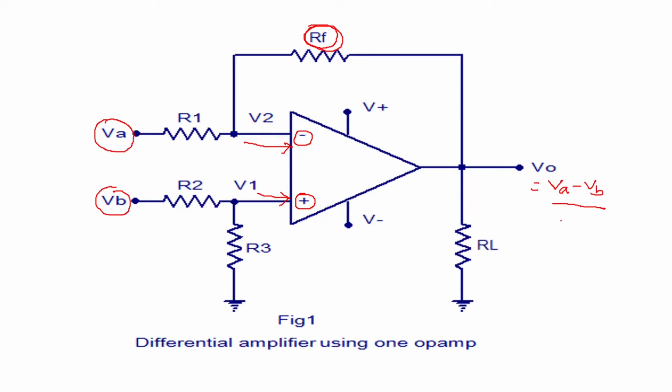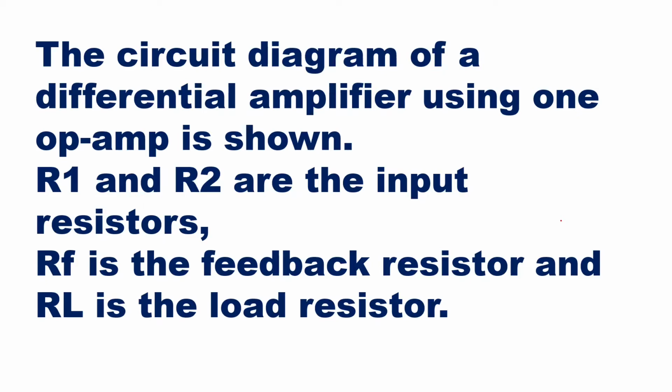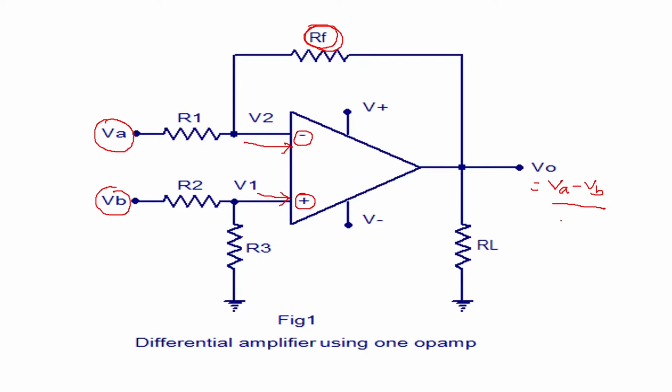So here, if you see the explanation starting, the circuit diagram of a differential amplifier, or difference amplifier, also called a differential amplifier, using one op-amp is shown. R1 and R2 are the input resistors in that circuit. RF is the feedback resistor and RL is the load resistor. So here you can see R1 and R2 are the input resistors, RF is the feedback resistor, and RL is the load resistor.